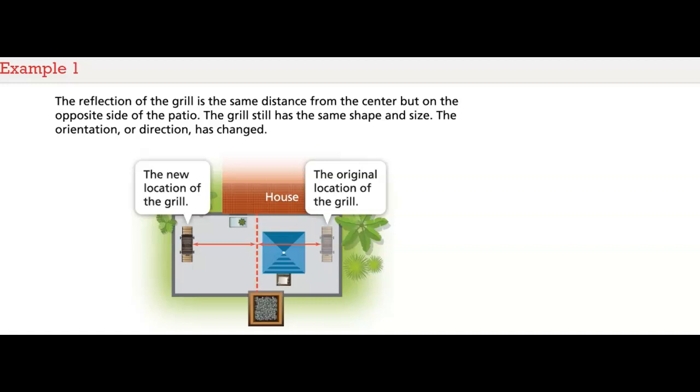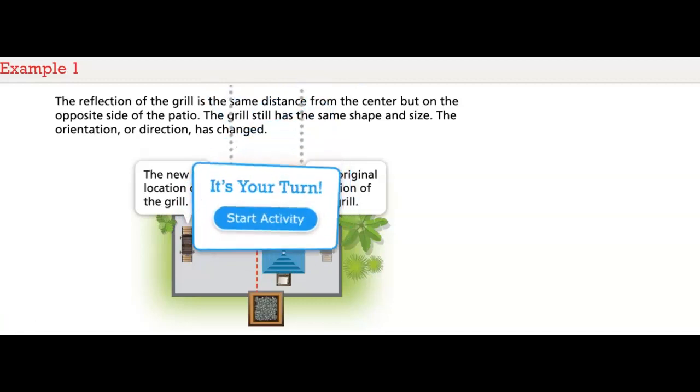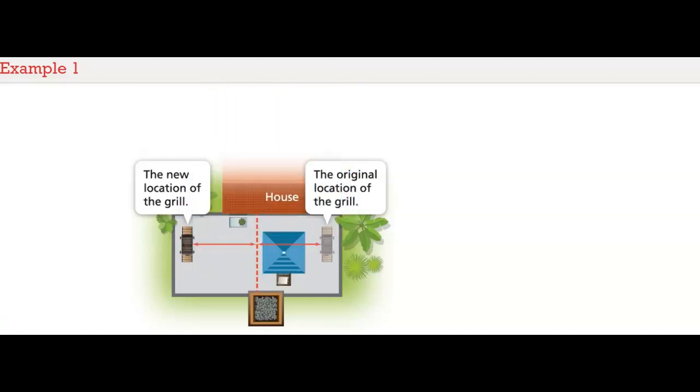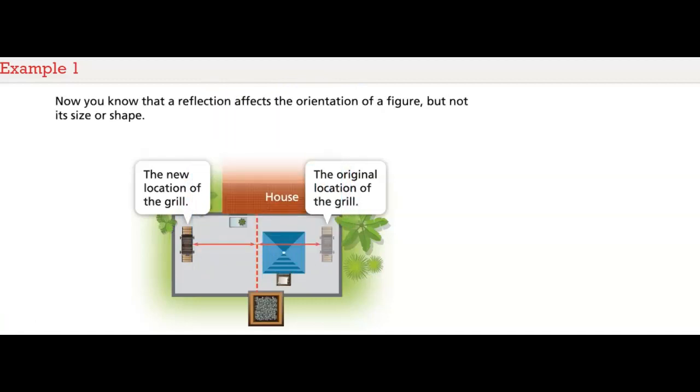The grill still has the same shape and size. However, the orientation, or the direction the grill faces, has changed. Now you know that a reflection affects the orientation of a figure, but it doesn't affect its size or shape.